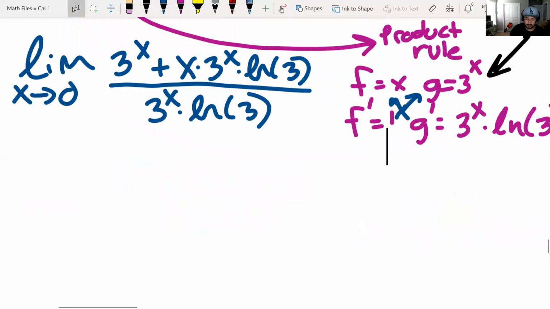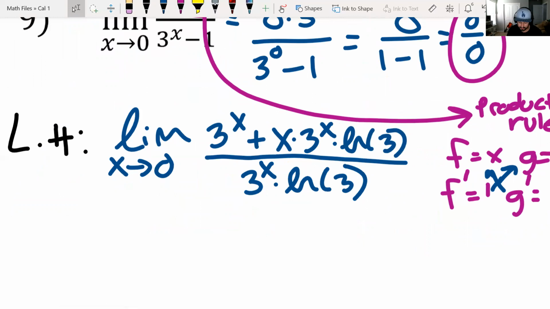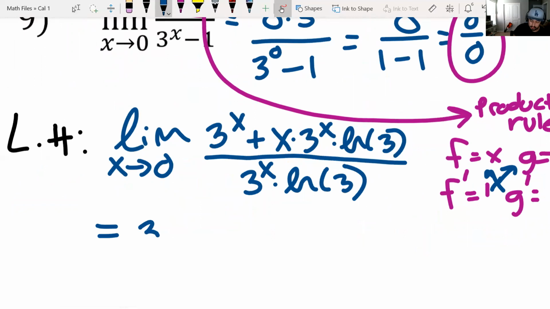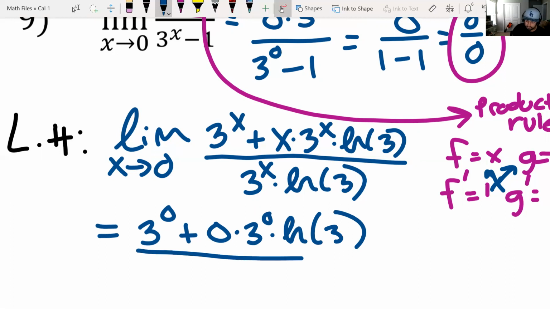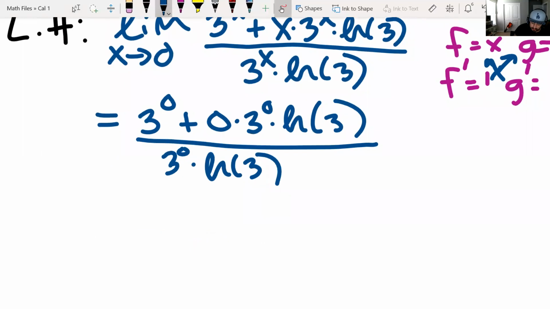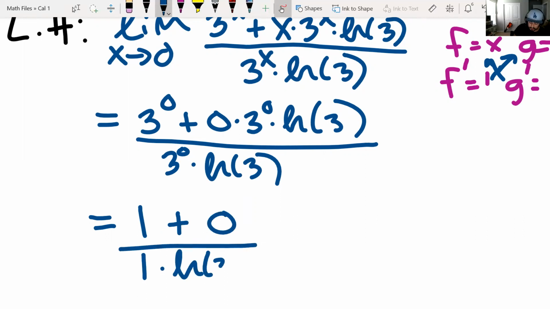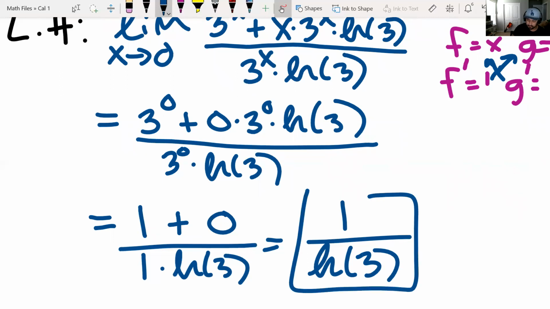Now, let's clean it up. Can you clean this up? No, not really. I think you can plug in 0 now, though. Let's see what happens. If we plug in 0, 3 to the 0 plus 0 times 3 to the 0 times the natural log of 3, all over 3 to the 0th times the natural log of 3. That becomes 1 plus 0 over 1 times the natural log of 3. And this is just 1 over the natural log of 3.